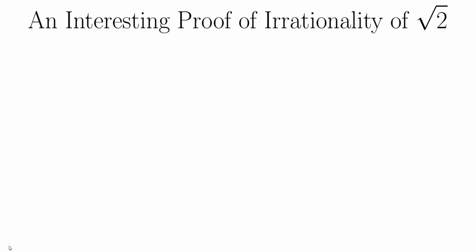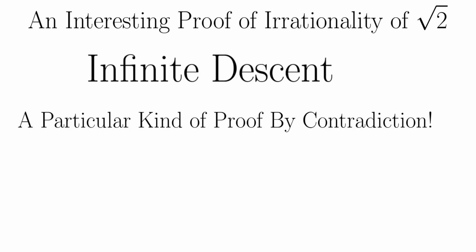Hello, in this video we're going to talk about an interesting proof of irrationality of square root of 2. But before we get to that, we're going to talk about a concept called infinite descent. So what is infinite descent? Infinite descent is a particular method of proof by contradiction. So how does that work?